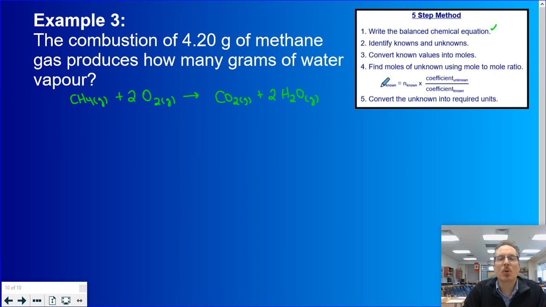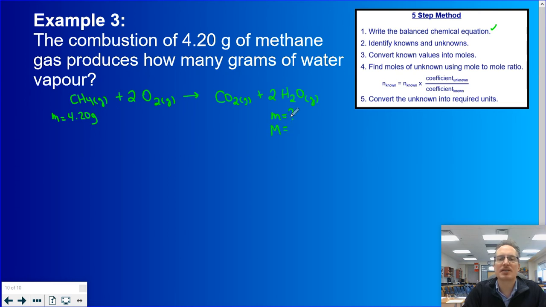Second thing we're going to do is organize our work by putting down what we know and what we're trying to find underneath our substances. So it tells us in the question we have a mass of methane of 4.20 grams. We are trying to find out what mass of water vapor will be produced if we burn 4.20 grams of methane.